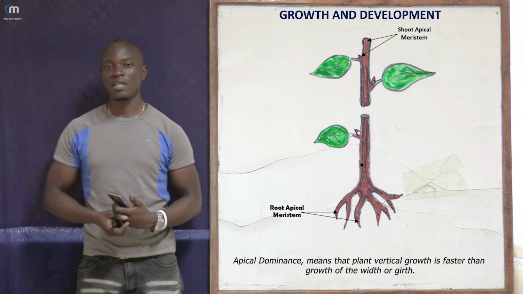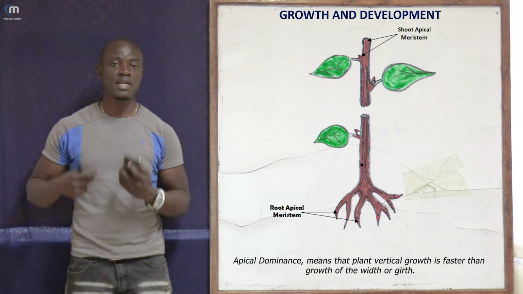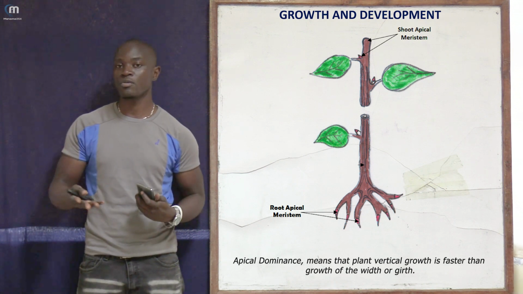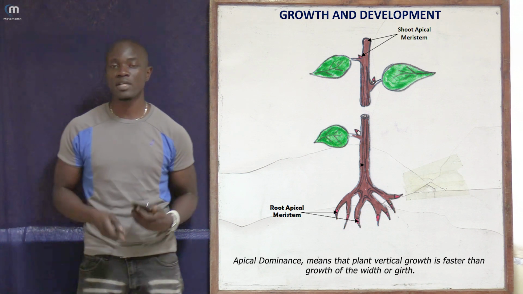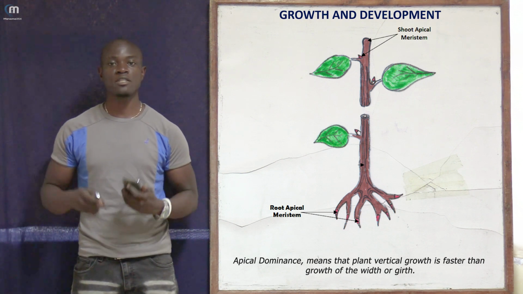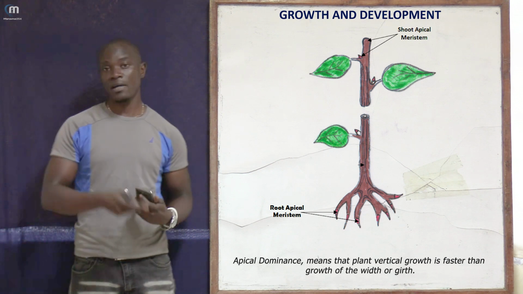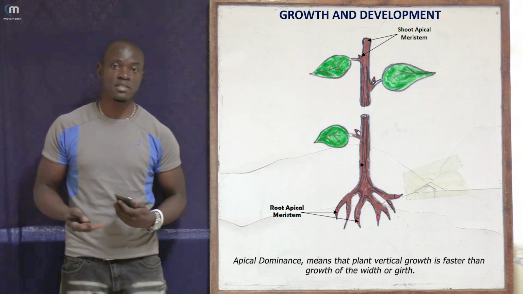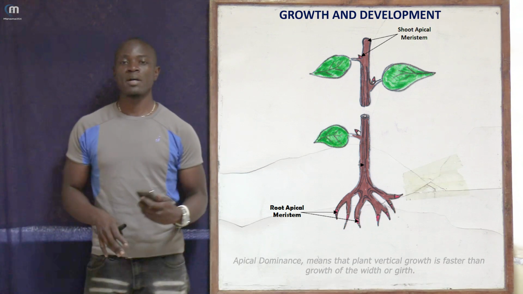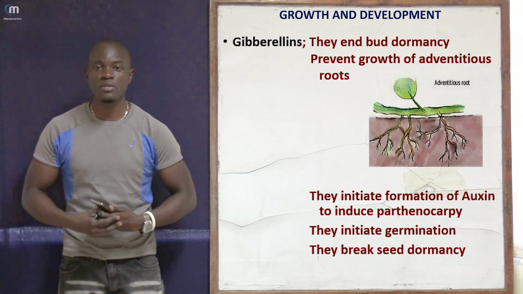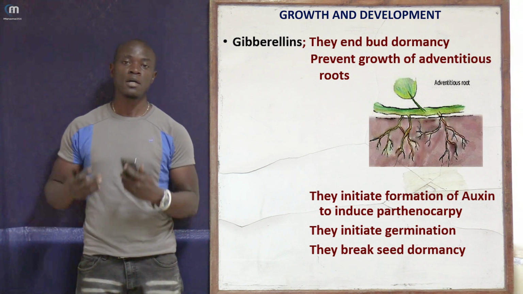For the auxin, we see that it also promotes ovary development of the flower. Apart from that, you can say that it also promotes the plant to increase in height. So apart from auxins, there are many more functions of auxins, but for now that is it. So apart from auxins, let's look at the gibberellin hormones. For the gibberellin hormone, you see that they end bud dormancy.